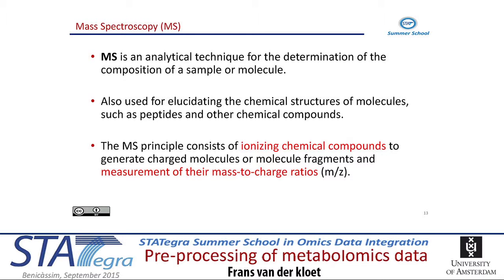Mass spectrometry is an analytical technique for the determination of the composition of a sample or molecule. It's also used for elucidating the chemical structures of molecules such as peptides and other compounds. More about elucidation is in your talk, because I won't go too much into that. The whole principle consists of ionizing chemical compounds to generate charged molecules or molecule fragments, and what we detect is their mass to charge ratios.